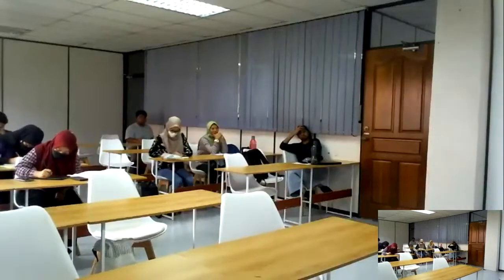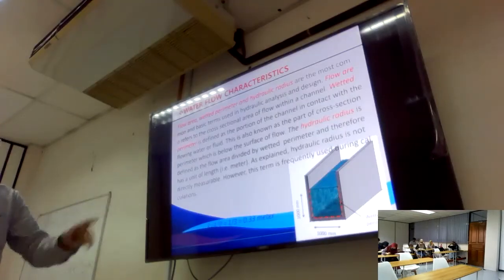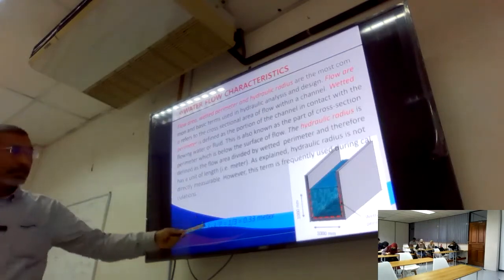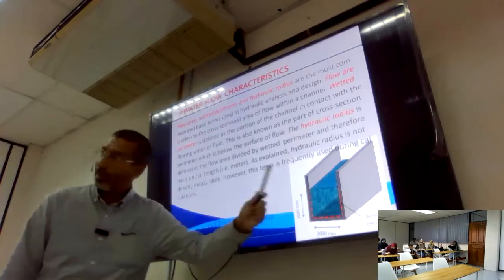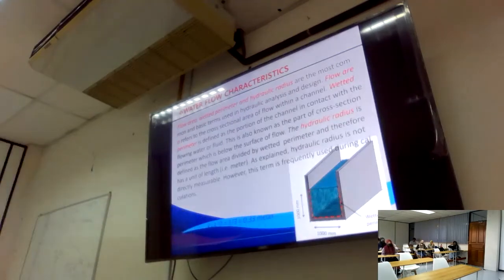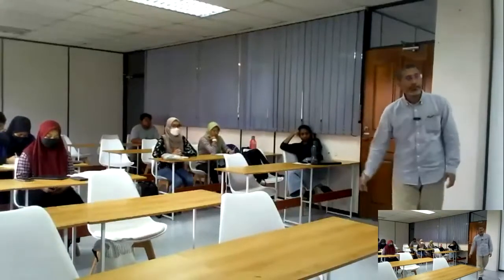And lastly, the hydraulic radius. The hydraulic radius, which is R, is equal to A, the area, divided by the wetted perimeter just now. So that is R. This is a fundamental equation for us to be able to determine the characteristics of the water flowing in any drainage system.